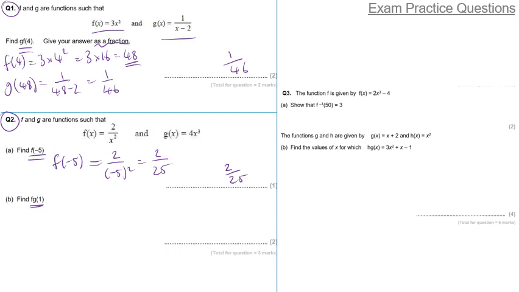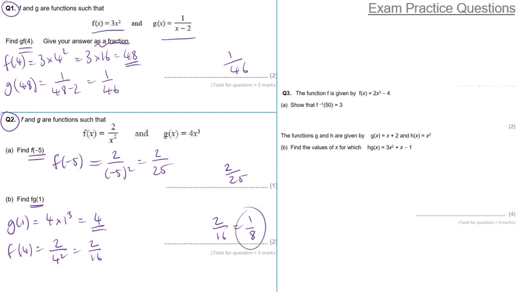We're then asked to evaluate this compound function for 1. So the easiest way, we'll substitute 1 into function g. And then we'll substitute that answer into function f. We can just leave the answer as 2 over 16. We could simplify it to 1/8, but if we're not asked to simplify it, that extra bit doesn't make any difference.